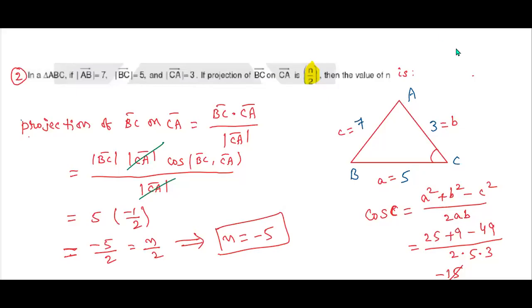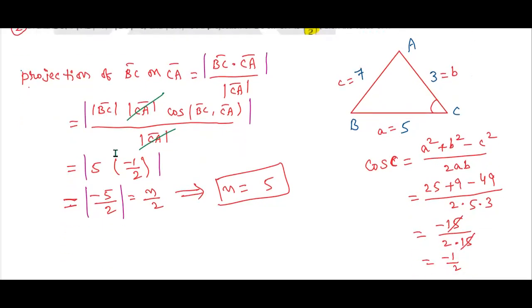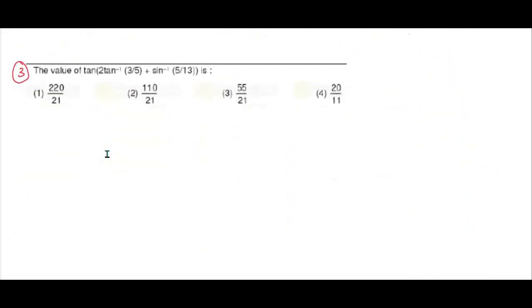And students, here one more point. Projection of BC bar on CA bar. Projection means this is a length or not. Put modulus. The negative is going to be positive or not. The n value is 5, not minus 5. Understood? Right. So I am going to another question. This is an inverse trigonometric related problem.